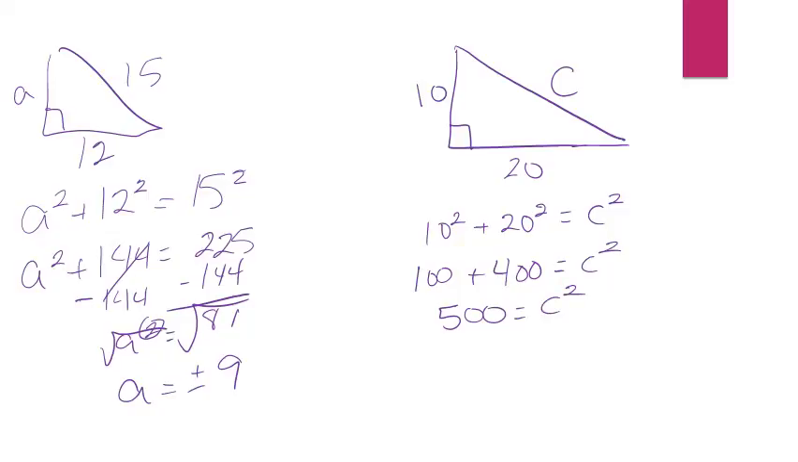Again, we have that square on the variable, so we have to use a square root. If we simplify this, we come up with plus or minus 10 times the square root of 5. And that's as simplified as we can get. Depending on your problem, you may have to go ahead and put this into your calculator and come up with a decimal. But unless you're told to do that, you can leave it in radical form.